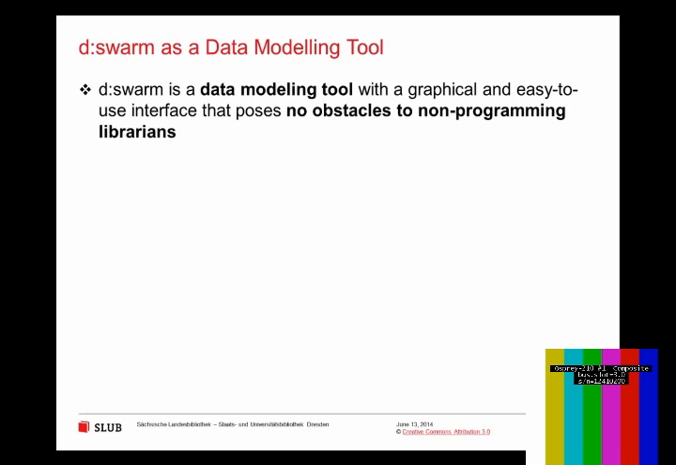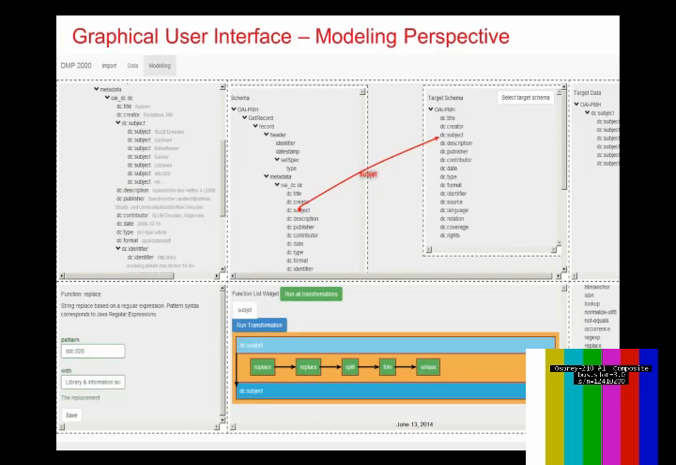What is currently implemented is DSwarm as a data modeling tool. So we have an alpha release where you can already try this. And another aspect that I want to stress is that for us, it's important that it's a convenient user interface. So we want to enable non-programming librarians to use the system. What you see here is a modeling perspective. You can do schema mappings. So you have a source schema here on this side, and then you draw arrows to the target schema. And once you've created such a mapping, you can add further transformations also via the user interface. You can pick from a list of functions that currently stem from a component that is called MetaFacture. And you can configure these transformations and then create more complex mappings.